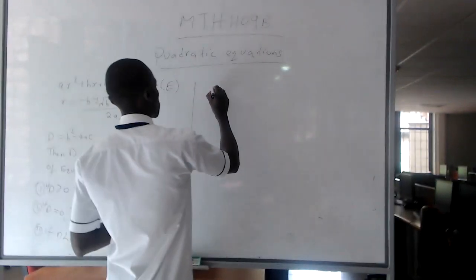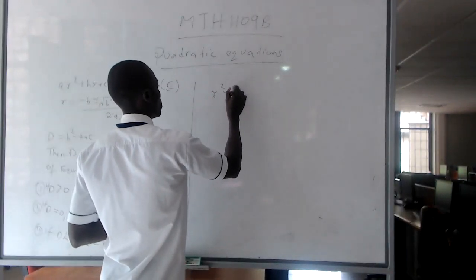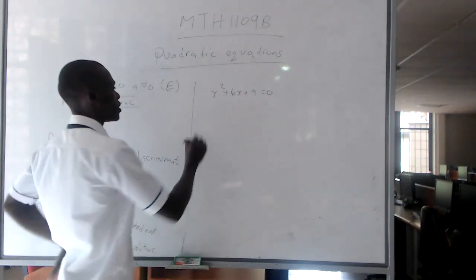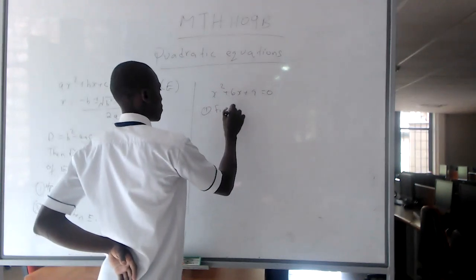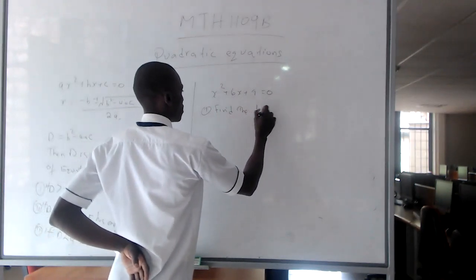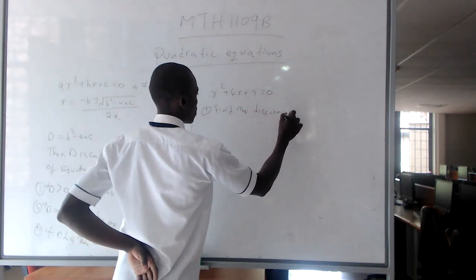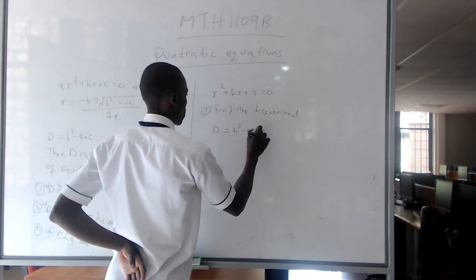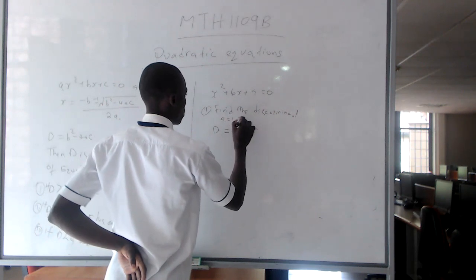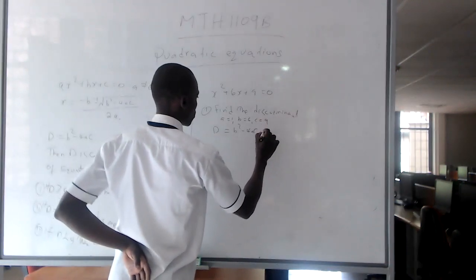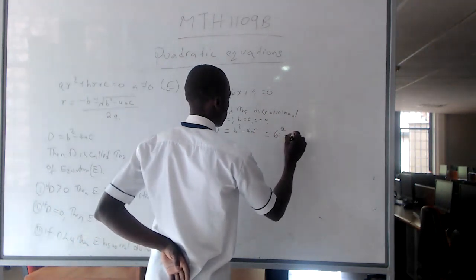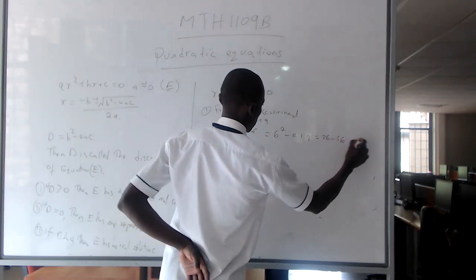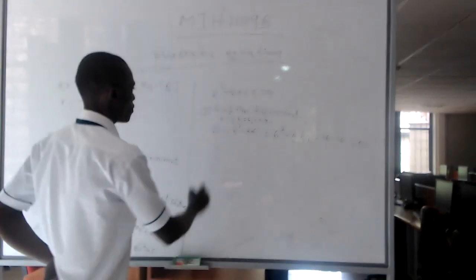So for example, suppose you have x squared plus 6x plus 9 is 0. Find the discriminant of this. So part A, find the discriminant. We define D as b squared minus 4ac. In this case, a is 1, b is 6, c is 9. So the discriminant will be 6 squared minus 4 times 1 times 9, which is 36 minus 36, and that is 0.